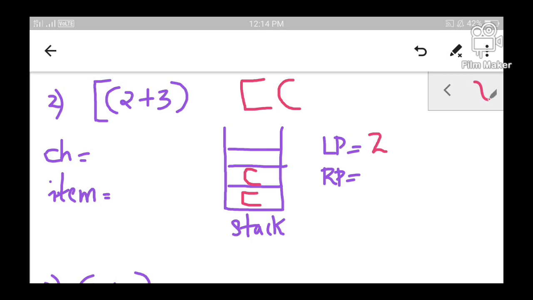Now moving on to the next character. Next character is 2, which is an operand. You should do nothing. Moving on to next character. Next character is plus, which is an operator. Again we have to do nothing. Moving on to next character.